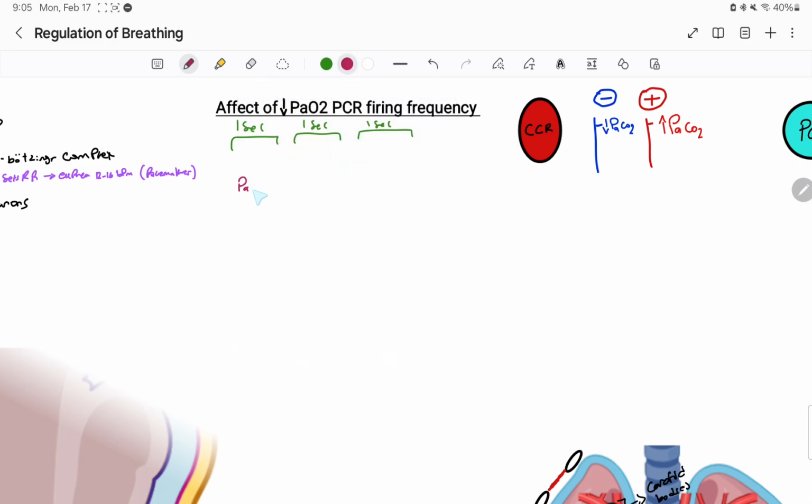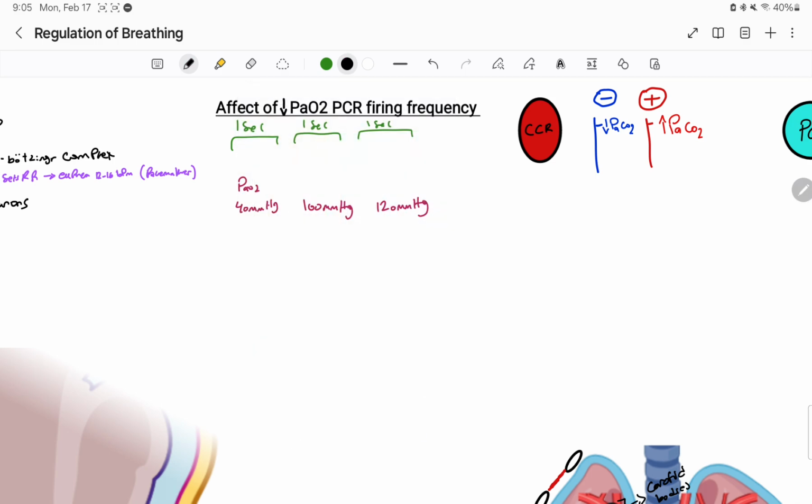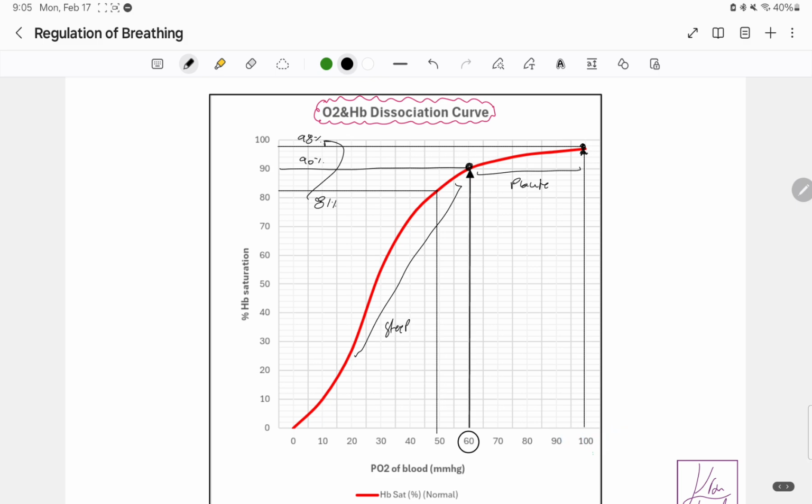We have a partial pressure of oxygen at 40 millimeters of mercury, 100 millimeters of mercury, and 120 millimeters of mercury. Okay, so at 100 millimeters of mercury, what is the firing frequency going to look like? Well, this is where we're kind of normally at, right? You guys remember 100 millimeters of mercury? Right here. What does it look like there?